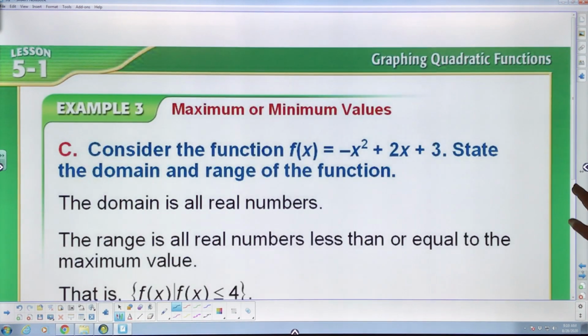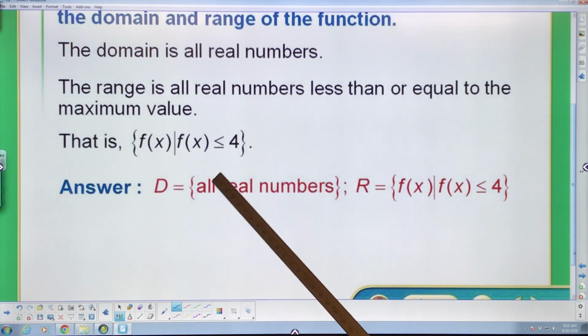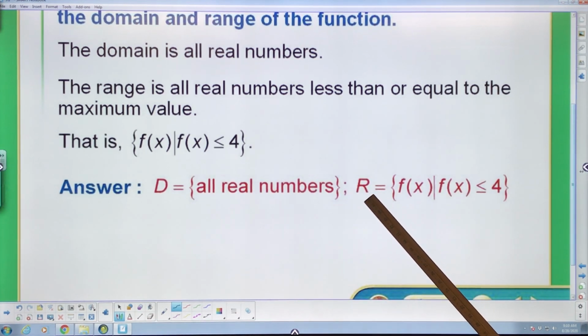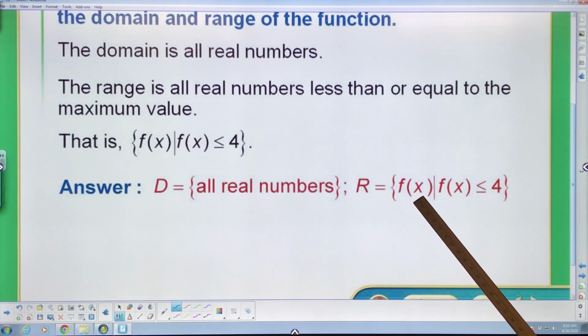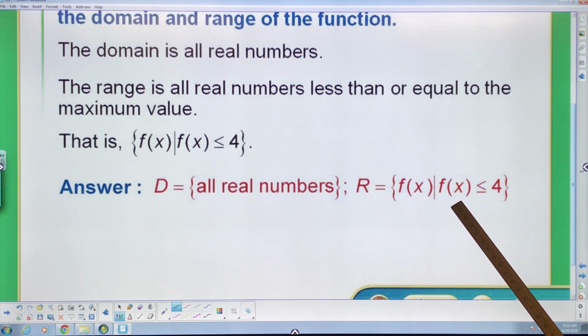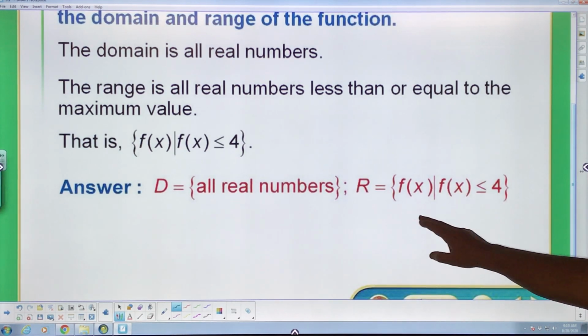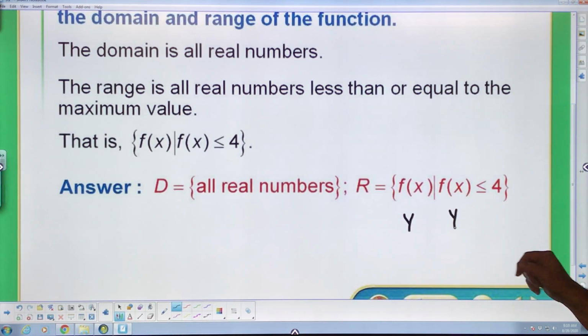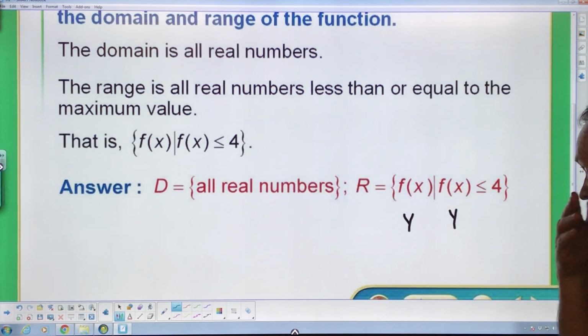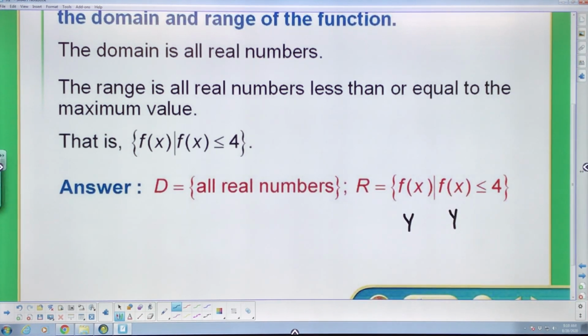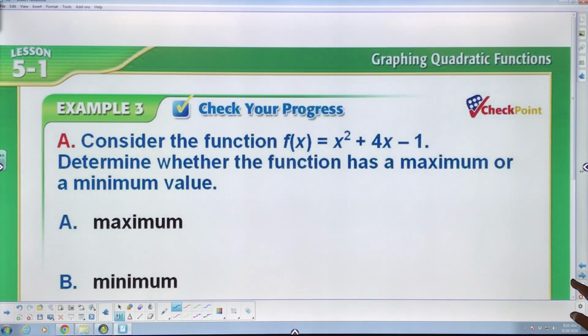They write it cuter than I did. Let's see how they wrote it. The domain is all reals. They wrote it as a set. And the range is f of x such that f of x is less than or equal to 4. We know that we sometimes substitute y for f of x, and we sometimes substitute f of x for y. So that shouldn't be too weird for you. But for all intents and purposes, we had the heart of what was written here. We just didn't write it as cute.